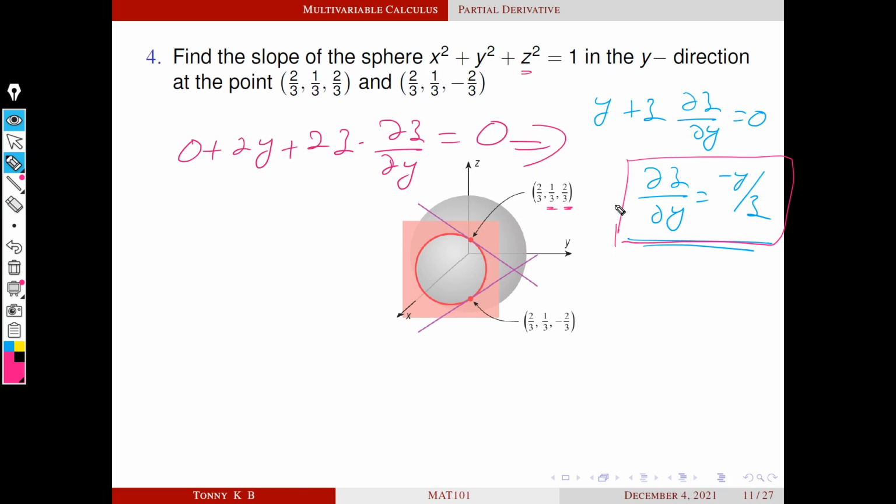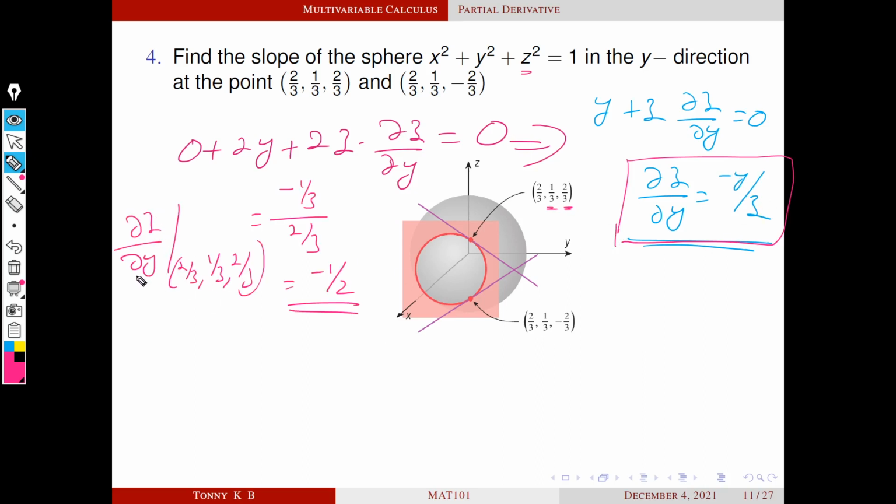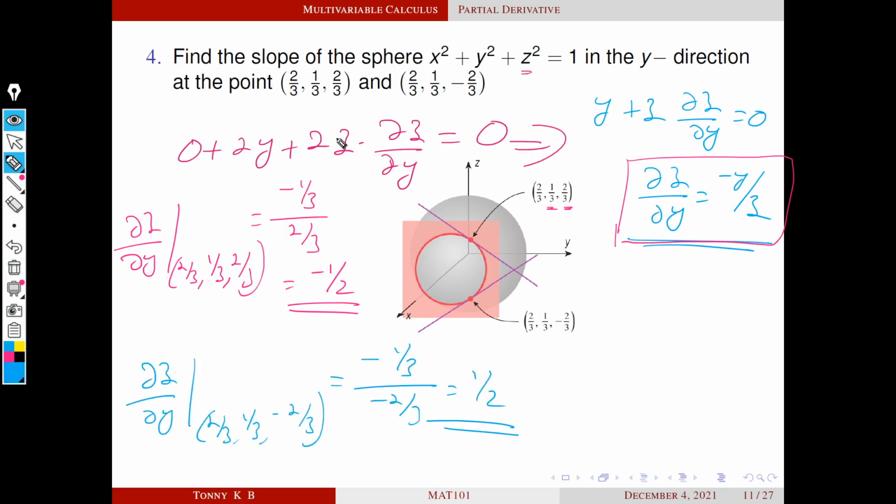So at this point the derivative is minus 1 by 3 divided by 2 by 3, that is minus 1 by 2. Clear? Dou z by dou y at this point is equal to, here y is 1 by 3 and z is 2 by 3, so it is minus 1 by 2. Similarly, you can find the derivative at this point. So at this point, the derivative is minus 1 by 3 divided by minus 2 by 3, that is 1 by 2. Clear?